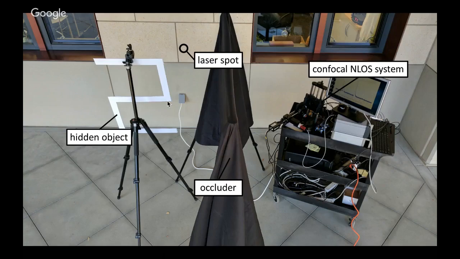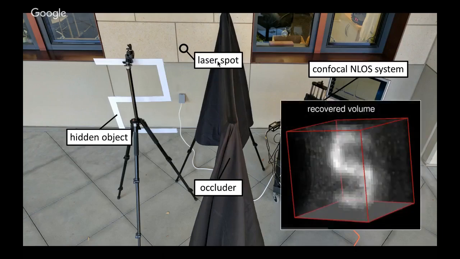So instead, what we can do is use walls and turn them into basically diffuse mirrors in order to allow the light that's reflecting off the wall to hit an object. And we capture the light that comes back in response and use that to form 3D images of objects that are hidden from sight.